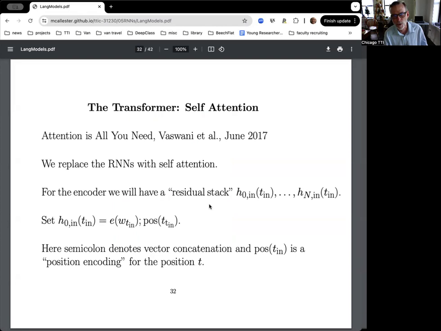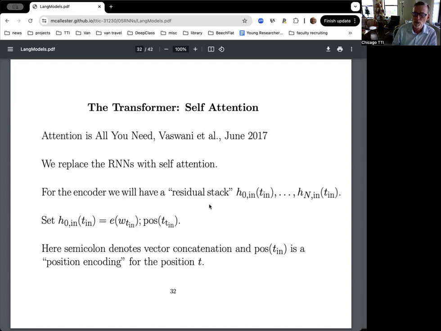All right, here's the transformer. 2017. Transformer, attention is all you need. Vaswani et al., 2017. All right. So the transformer is based on attention. And there are different forms of the transformer. One is called an encoder-decoder transformer, and one is called a decoder-only transformer.